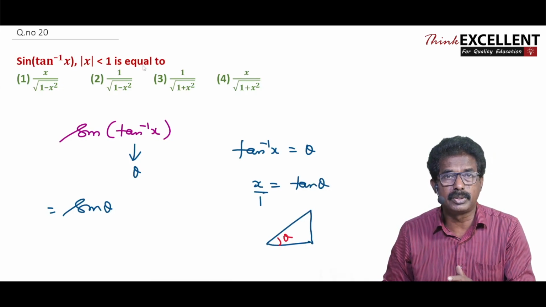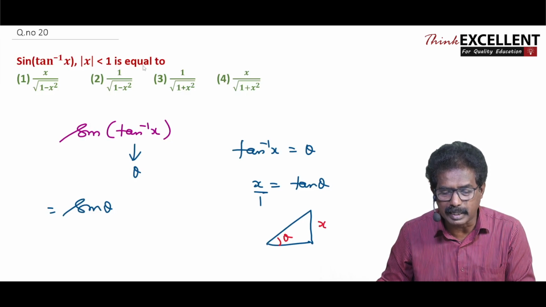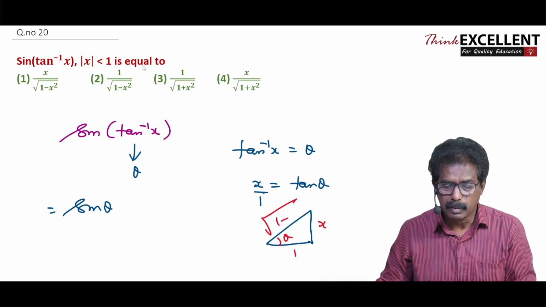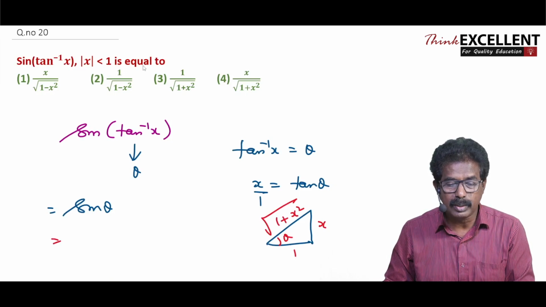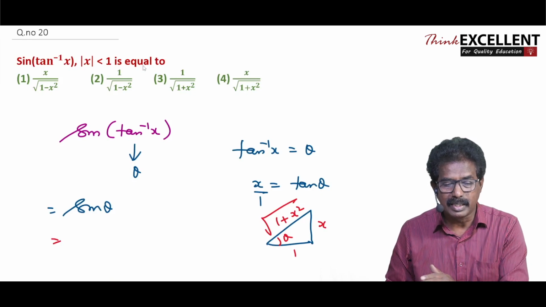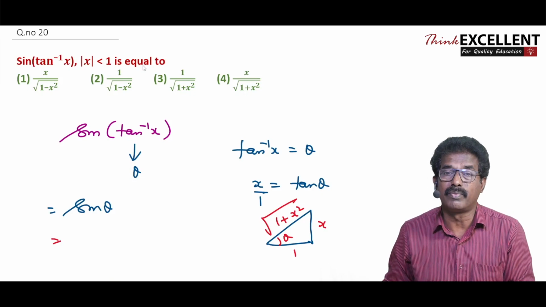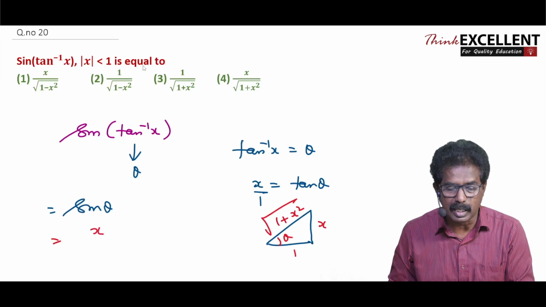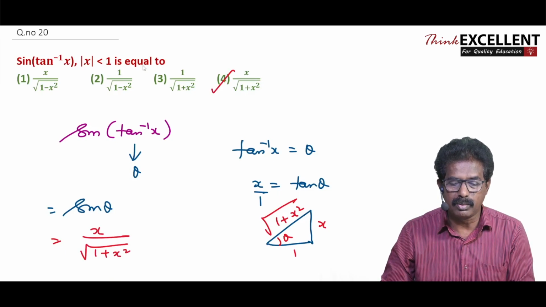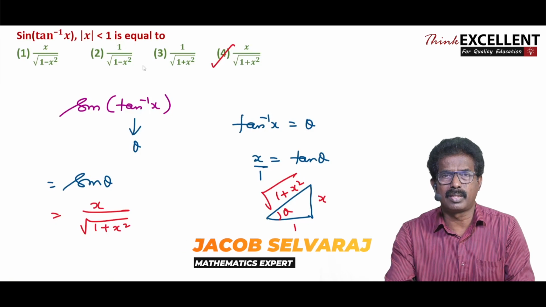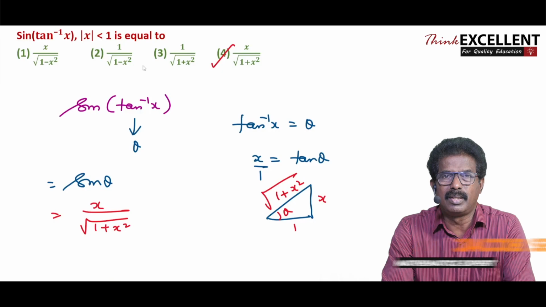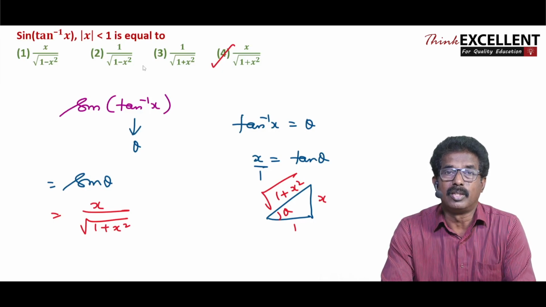Tan means opposite by adjacent. So the hypotenuse will be the root of the squares added: 1 square plus x square. Now what do we need? Sine theta. From the diagram, sine theta is opposite by hypotenuse. Opposite is x, hypotenuse is root of 1 plus x square, and that is option number 4. Many students would have thought inverse trigonometric functions are very tough, but it's quite simple. Only thing, learn the formulas and do it, and it will be very, very easy.